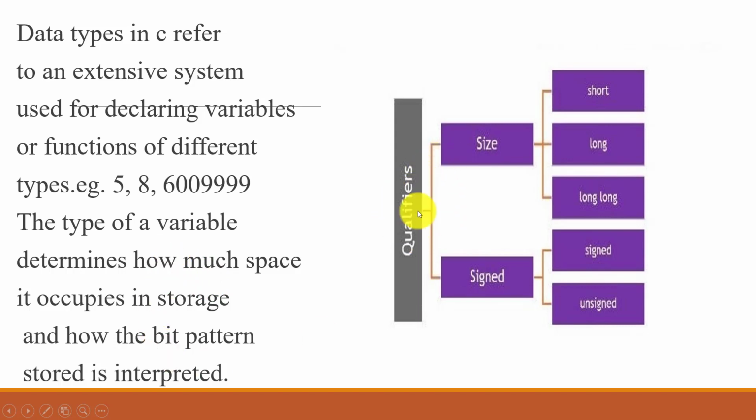Now the qualifier is divided into size, which might be short, long and long long, that is the double. Then again the sign. Sign is divided into signed and unsigned. Signed numbers may be positive or negative, and unsigned does not allow any negative number, it is all positive. So according to your program requirement, you can specify this type of size while declaring a variable.